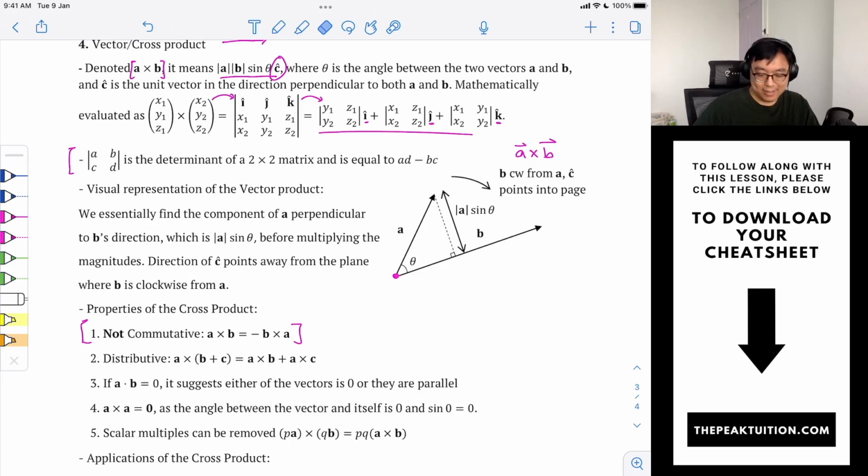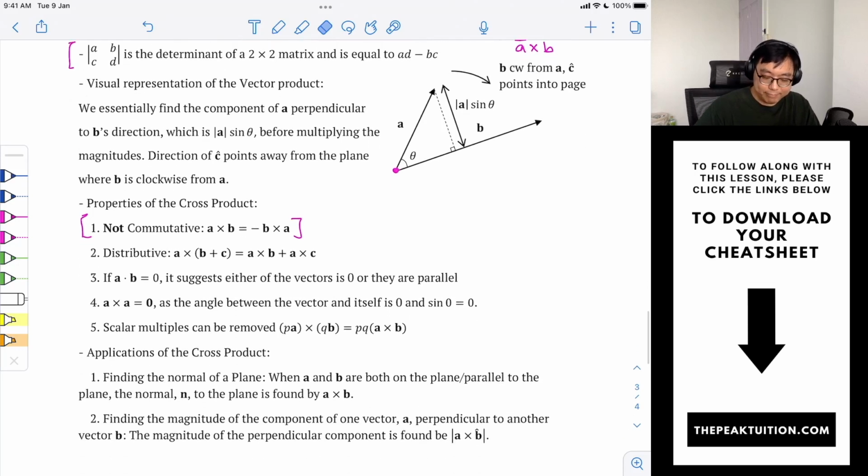Okay, so properties of the cross product include not commutative, which I've mentioned a few times, and it is still distributive. So if it's A cross B plus C, you can write it as A cross B plus A cross C. If A cross B equals 0, it suggests that either of the vector is 0 or they are parallel, because previously we said that dot product is testing how parallel they are, and cross product is how perpendicular they are. So if they are not perpendicular at all, then they are 0 lah.